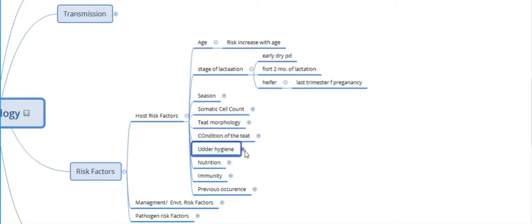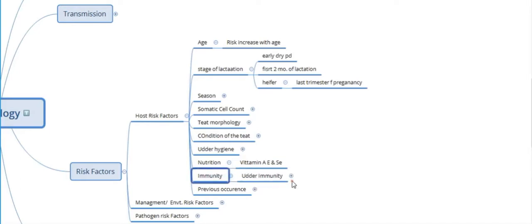Then udder hygiene. There is nothing to explain. Poor udder hygiene means there will be an increased bacterial load, and that can cause an increased risk of environmental mastitis. Nutrition plays a very important role, because the level of vitamin A, vitamin E and selenium in the diet of the animal is known to confer increased immunity to the udder. So if the plane of nutrition, especially the availability of vitamin E and selenium, is below par, then there is an increased risk of mastitis.